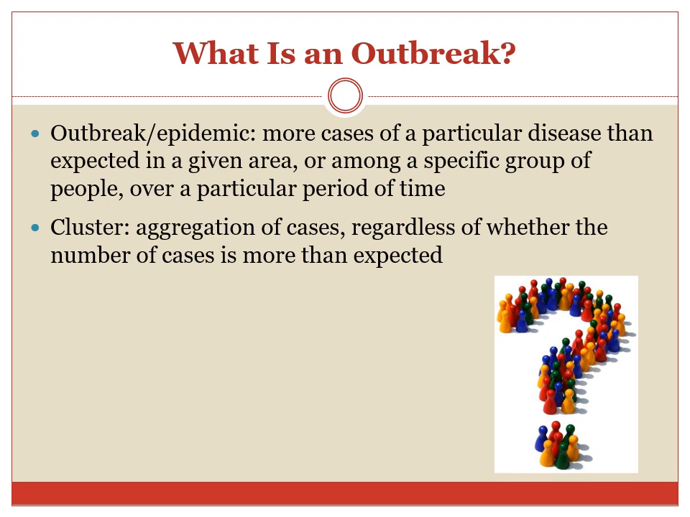So let's define what an outbreak is. An outbreak or an epidemic means that there are more cases of a particular disease than expected in a given area or among a specific group of people over a particular period of time. So we define them within a population, within a geographic area, and within a particular period of time. Whereas a cluster is just an aggregation of cases regardless of whether the number of cases is more than expected.